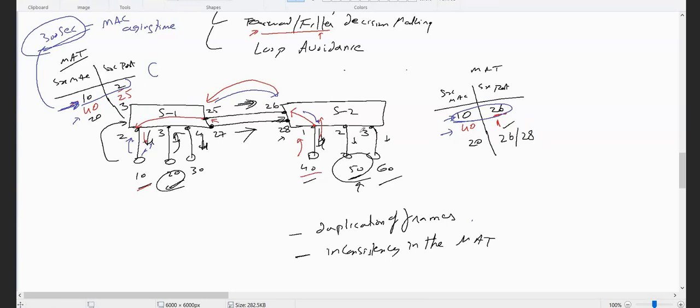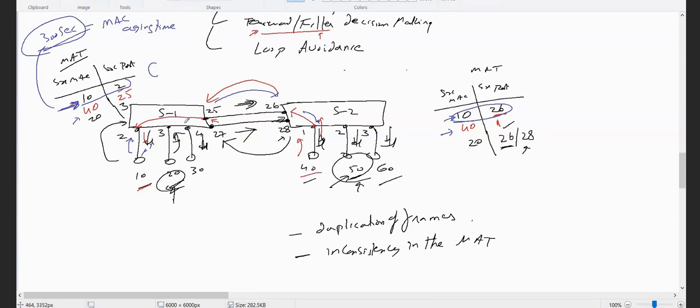So I will send it here, here, and here. And I will also send it on port 28, because according to my MAC address table, 26 is the port through which I received. Now, if it said 28, I would have sent it on 26. One way or the other, the same frame with the source MAC address 20, destination 50, will come back to switch 1.